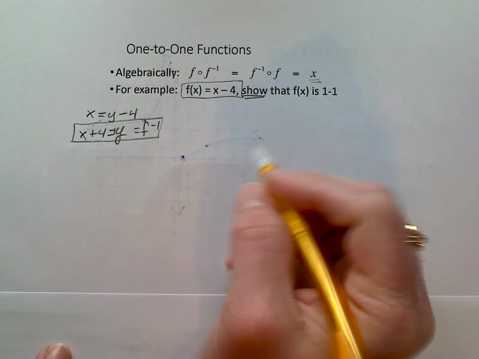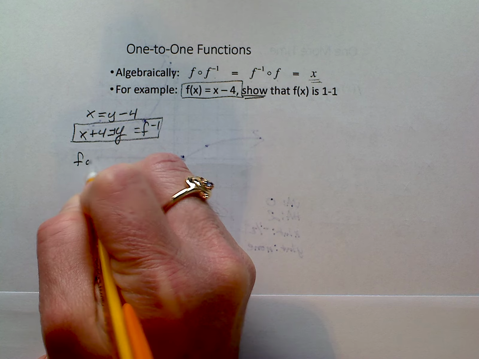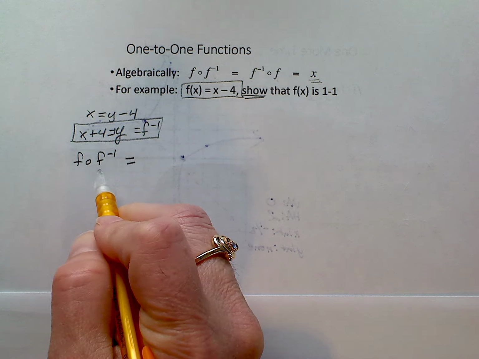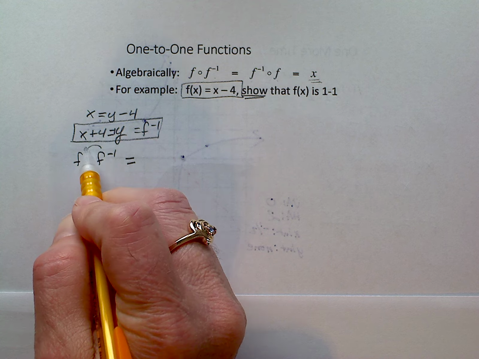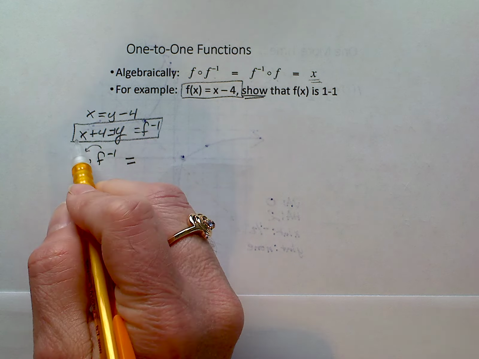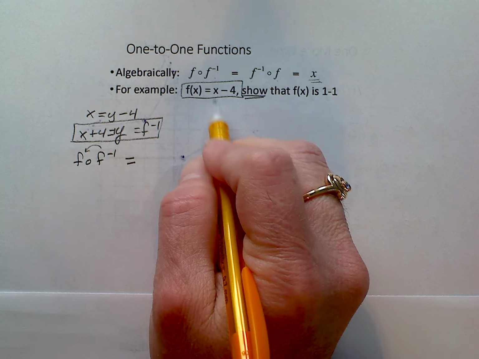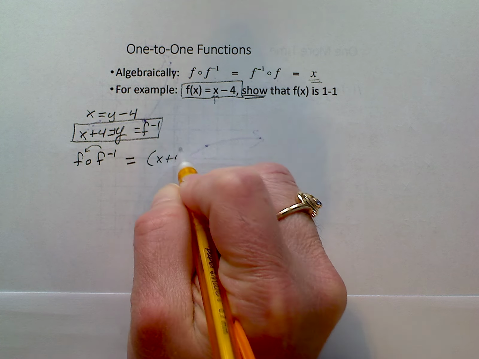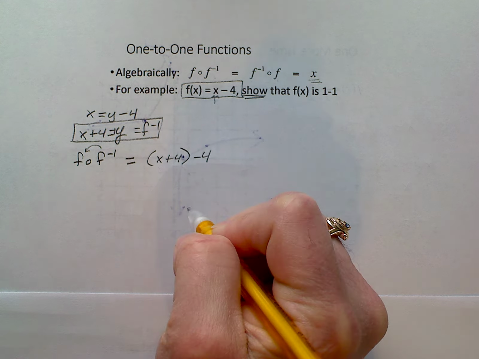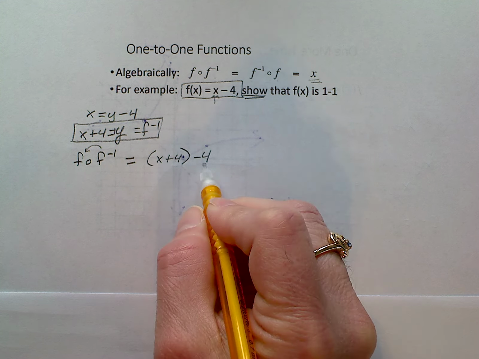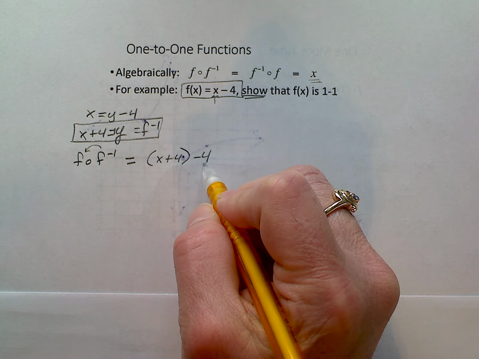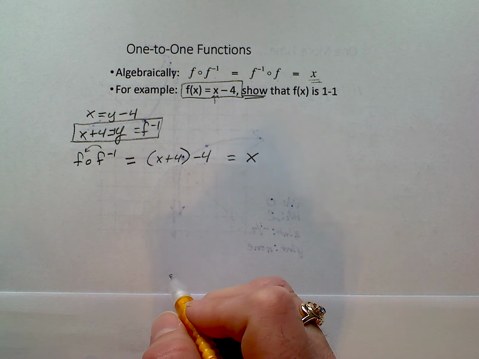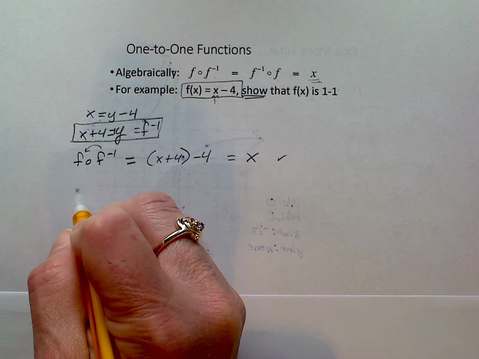Okay? So now we're going to do the composition of f and f inverse. Remember what this means? The inverse goes into the f function. So x plus 4 goes in here. So I'm going to replace this with x plus 4 minus 4. x plus 4 minus 4 is x. Woohoo! It's x. That's what we wanted to happen.